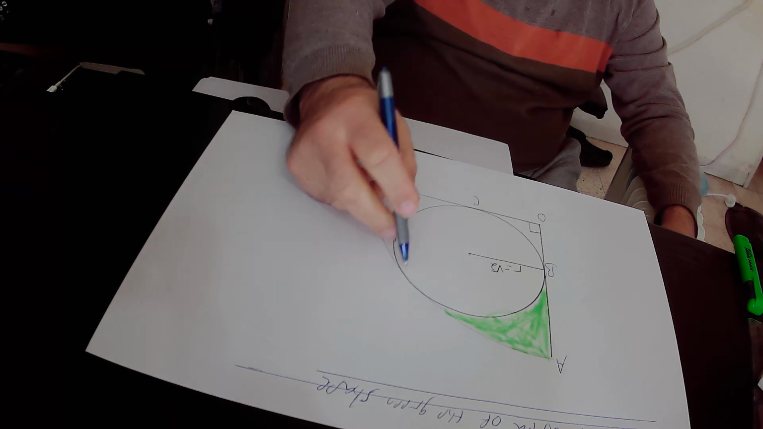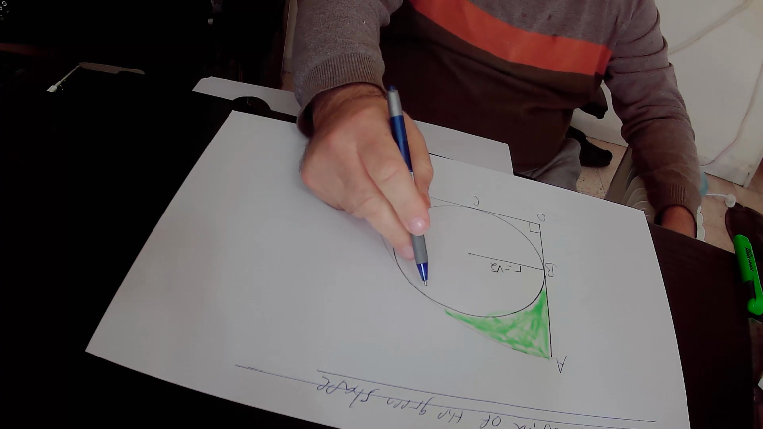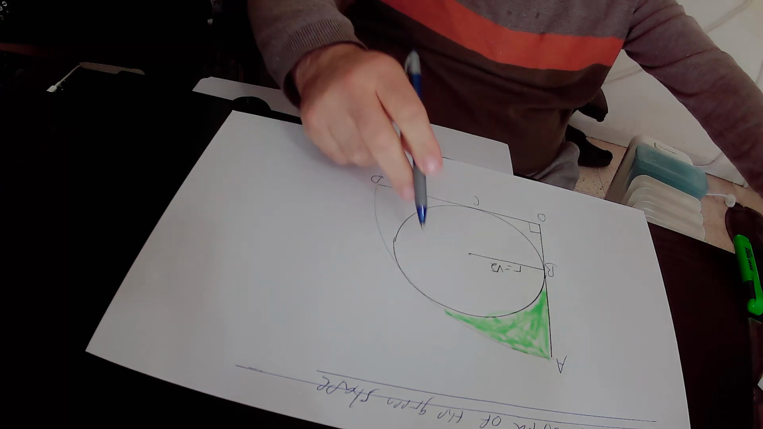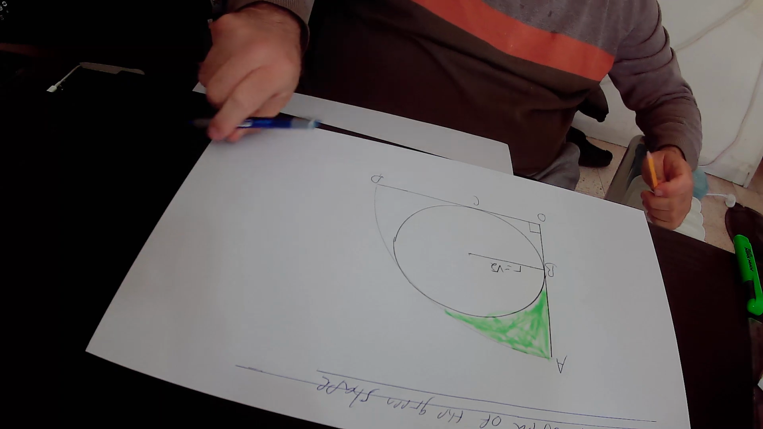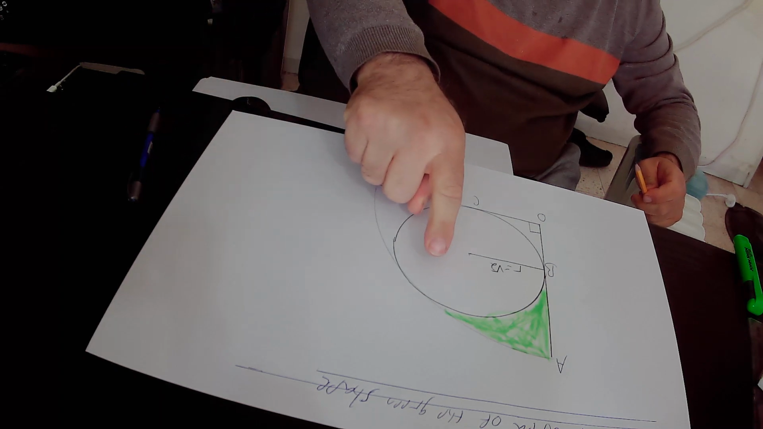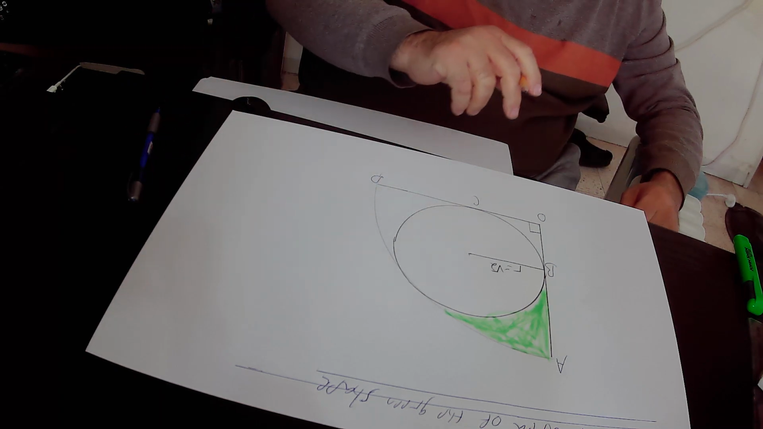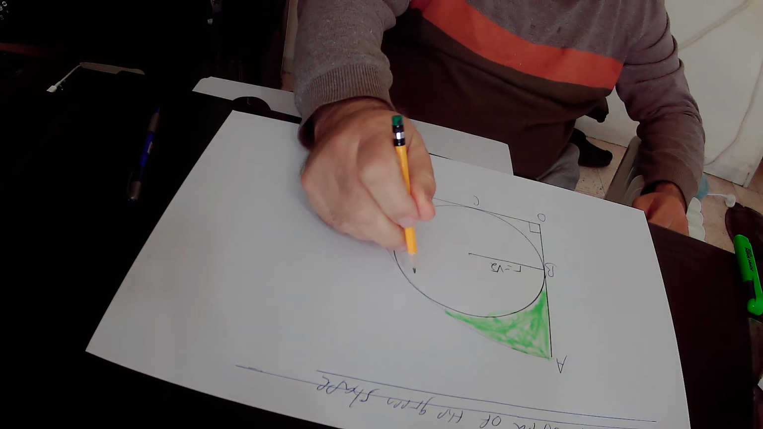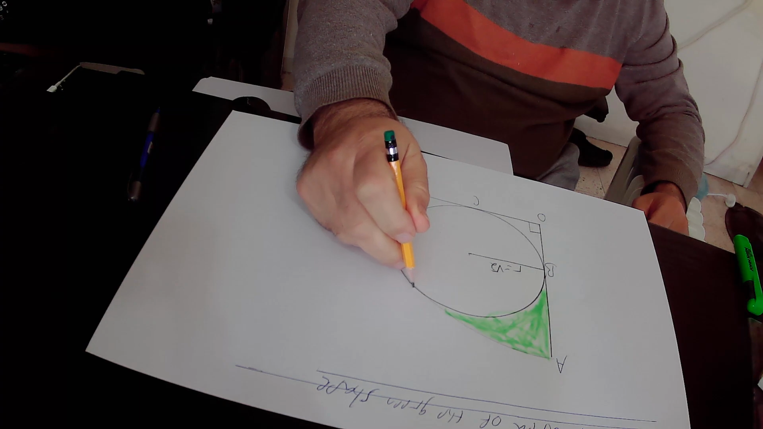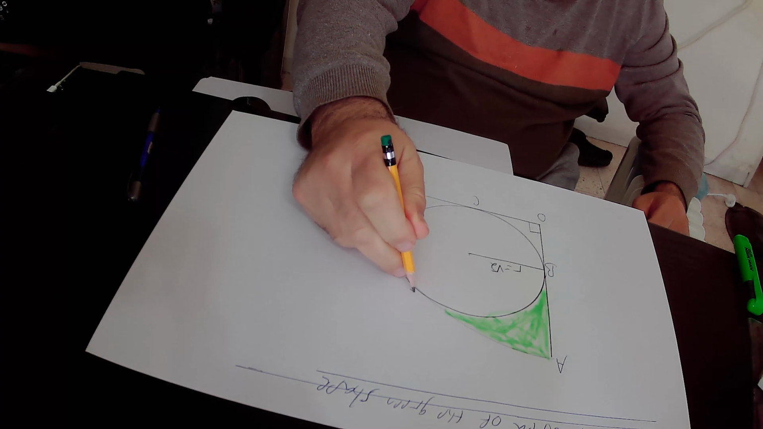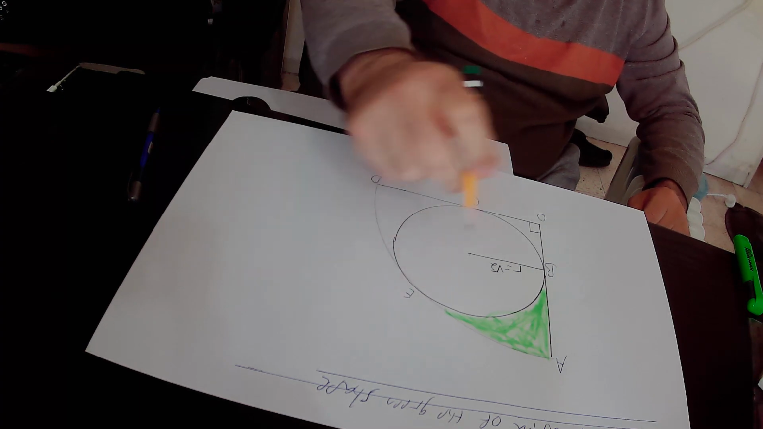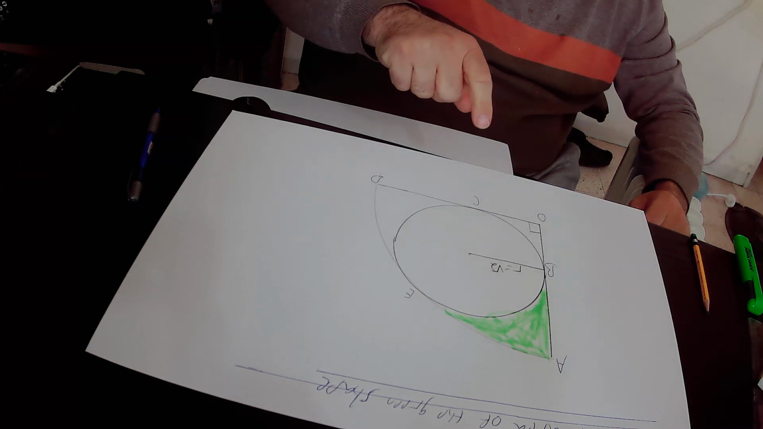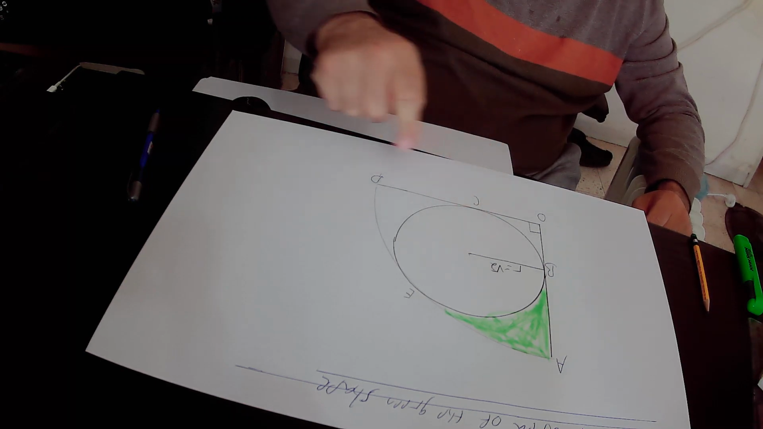And this is the touching point between the circle and the quarter circle. So we define this point as E. And finally, we define the center of this circle, this point, as F.